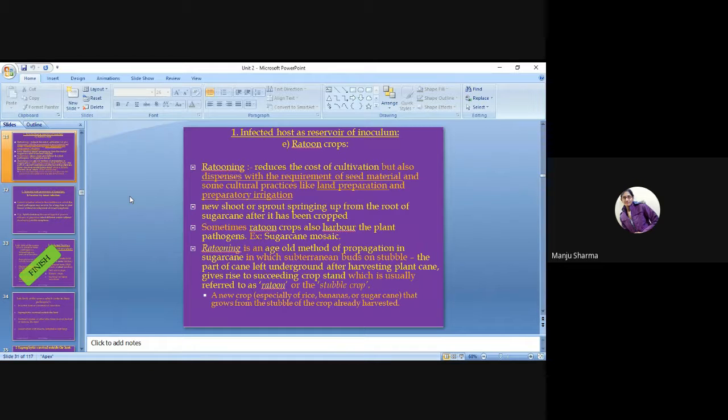So sometimes the ratoon crops also harbor the plant pathogen, for example sugarcane mosaic. Then ratooning is an age-old method of propagation in sugarcane, in which the stubble bears the part of cane left underground after harvesting.